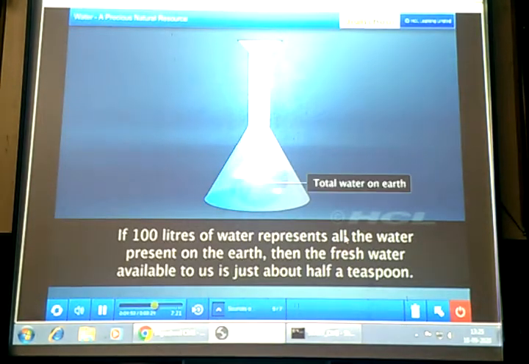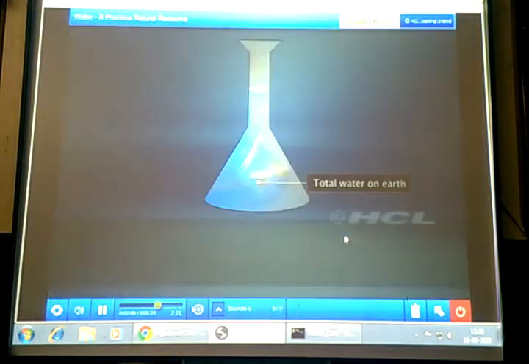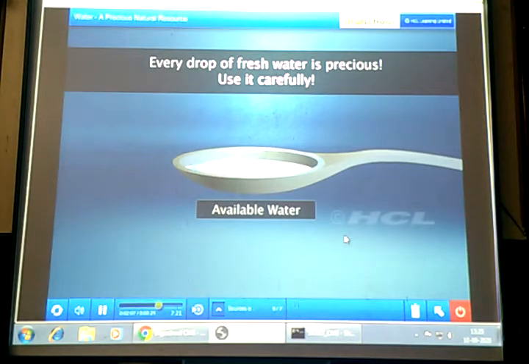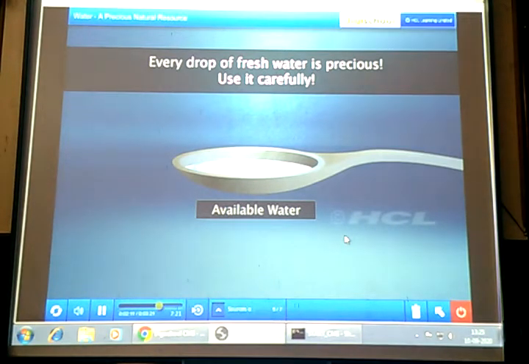If 100 liters of water represents all the water present on the earth, then the fresh water available to us is just about half a teaspoon. This analogy tells us that every drop of fresh water is very precious. We need to use it carefully.